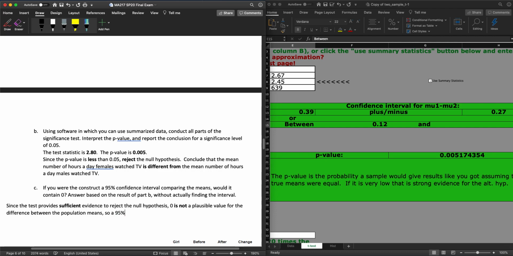So a 95% confidence interval comparing the means would not contain 0 based upon this test that we just found.